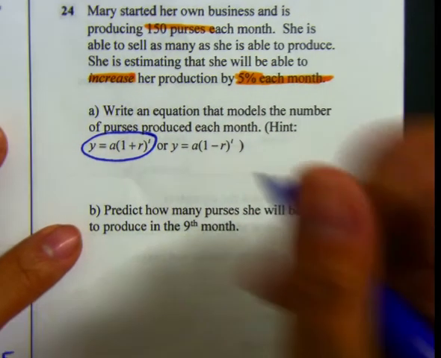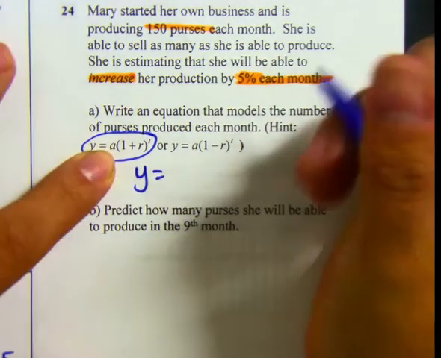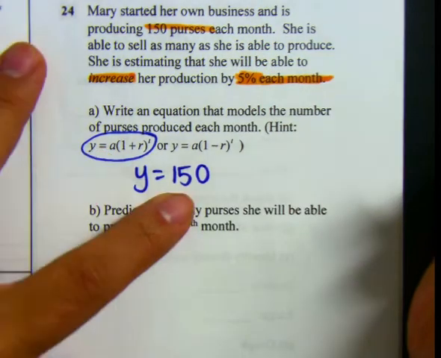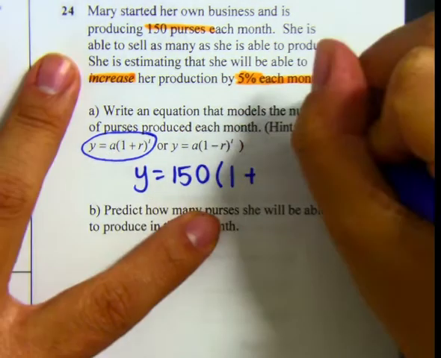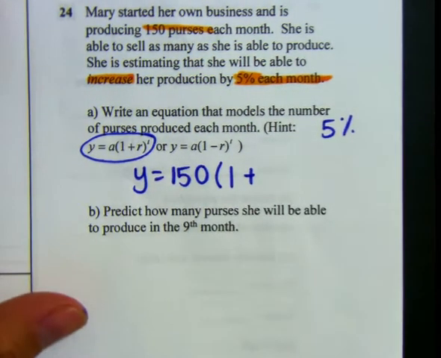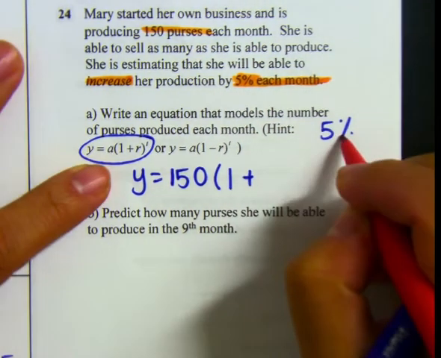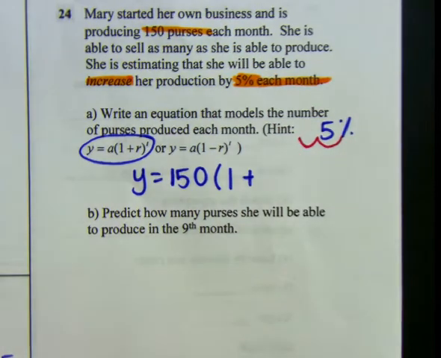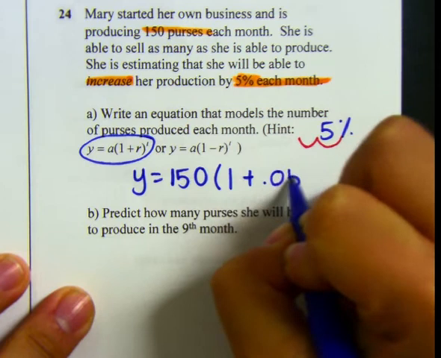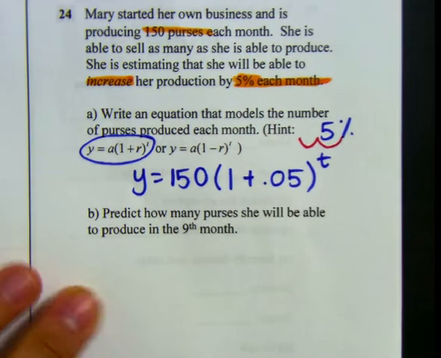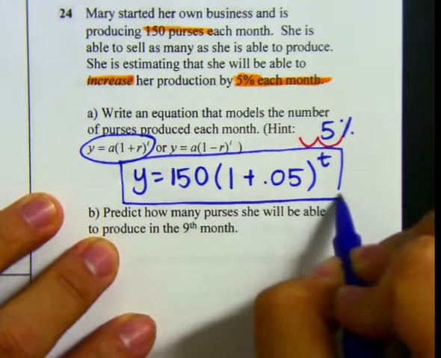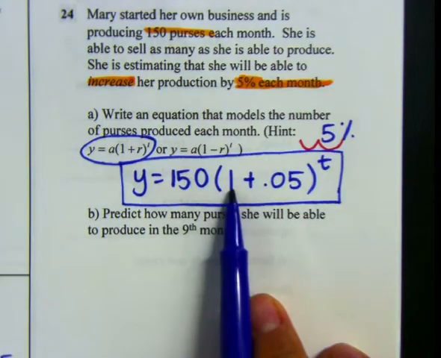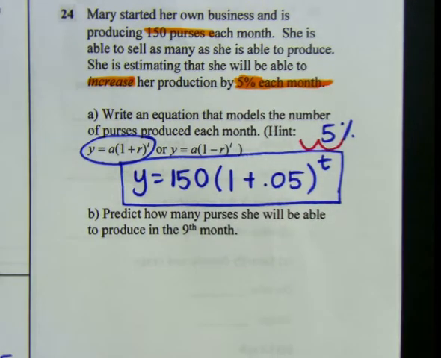So we put it together. Y is equal to, A is 150. That's how much she starts with. 1 plus the rate. So she's saying that she can increase by 5%. To change 5% into a decimal, move it over twice. So you get 0.05, and then t is unknown, and so here is your equation for part A. If you want to, I guess, add 1.05, you can, but this is fine, I think.